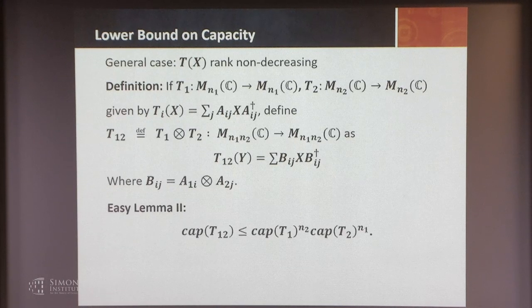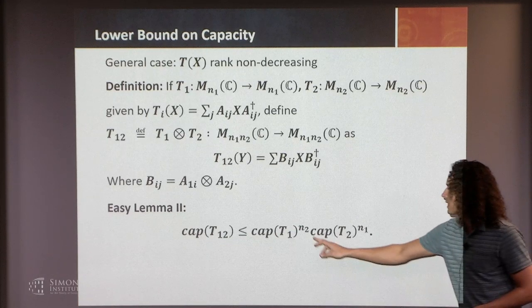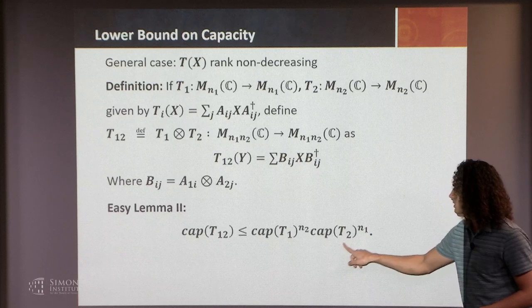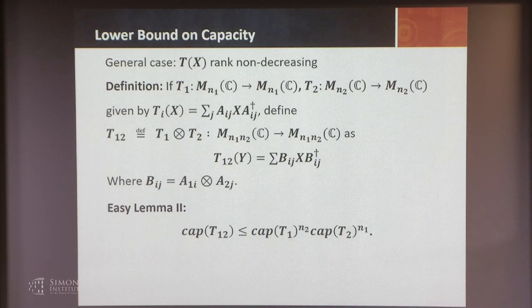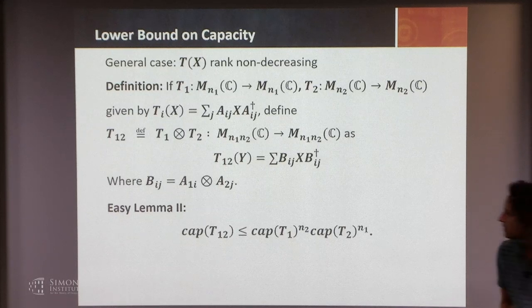It's an easy lemma, just by the definition of capacity, which is an infimum over a bunch of things, that the capacity of this new operator T1,2 is less than or equal to the capacity of the first operator T1 to the power N2 times the capacity of the operator T2 to the power N1. I can show this.